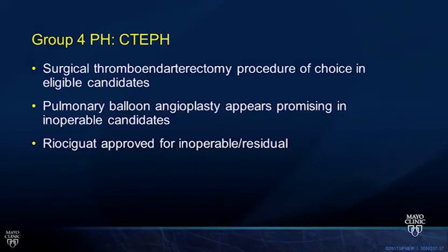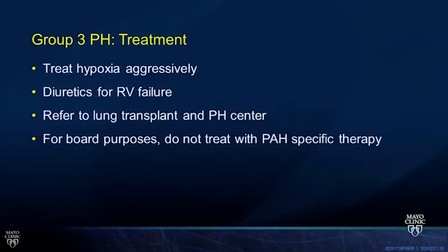Pulmonary balloon angioplasty is increasingly used in more peripheral lesions in many centers. The Japanese pioneered it. In fact, we've developed a program here for that. And then riociguat, which is a soluble guanylate cyclase stimulator, has become approved for inoperable or residual thromboembolic pulmonary hypertension.